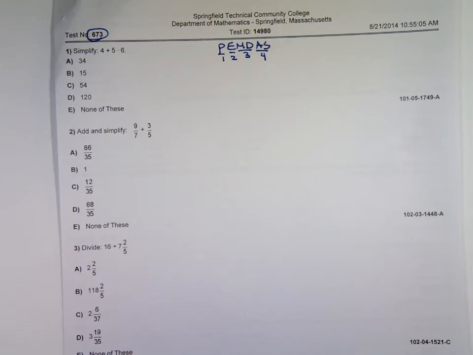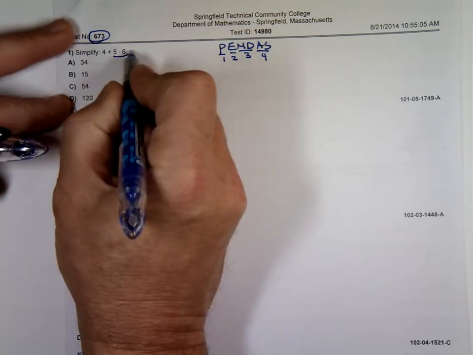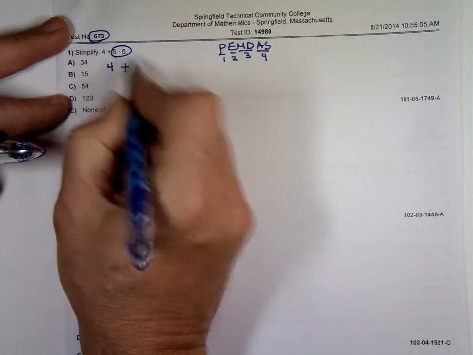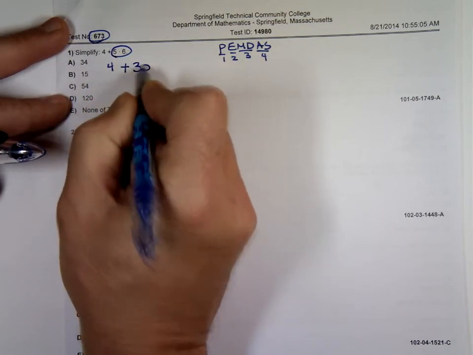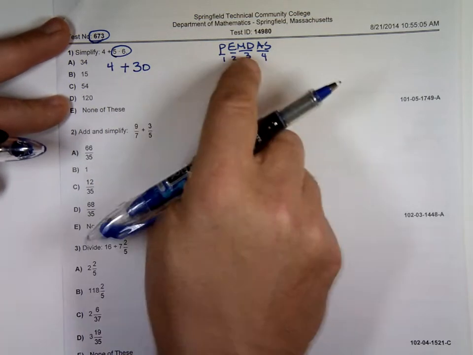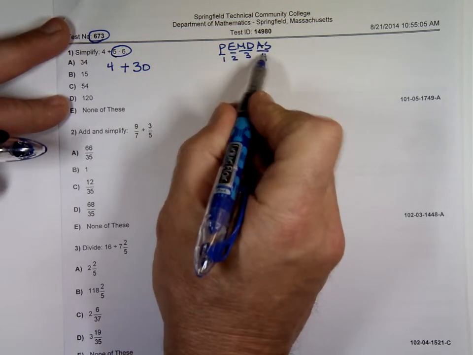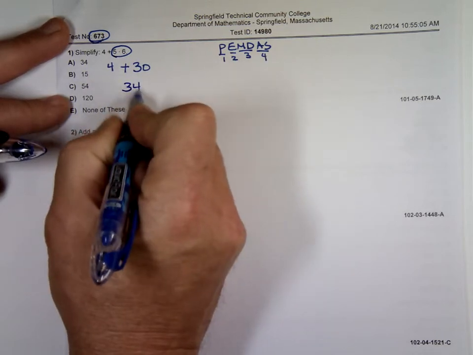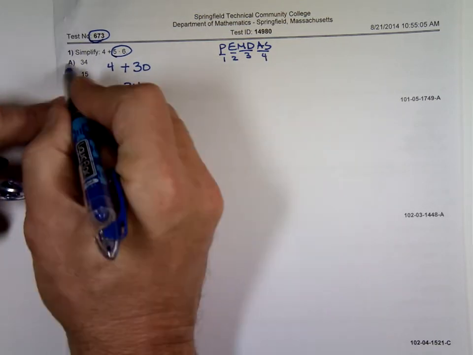Parentheses first, I don't have anything. Exponent, I don't have anything. Multiplication or division, yes. I gotta do the 5 times 6. So it's 4 plus, what is 5 times 6? 30. No more multiplications or divisions. Any additions or subtractions? Yes. 4 plus 30, 34. A.